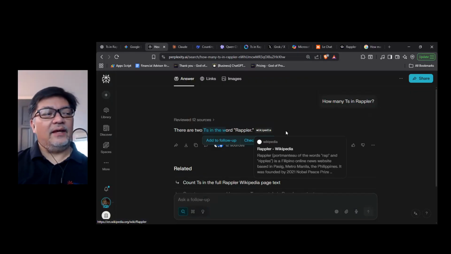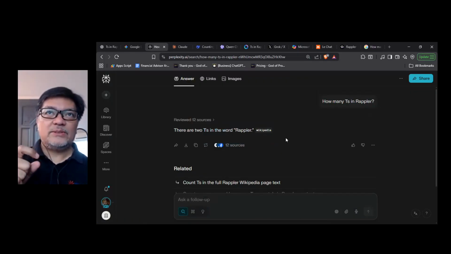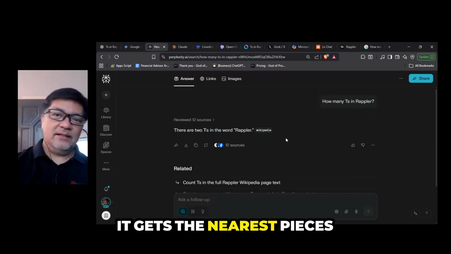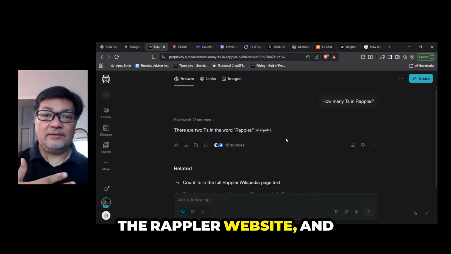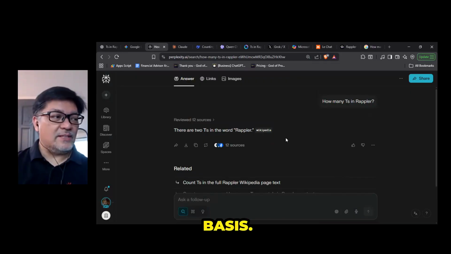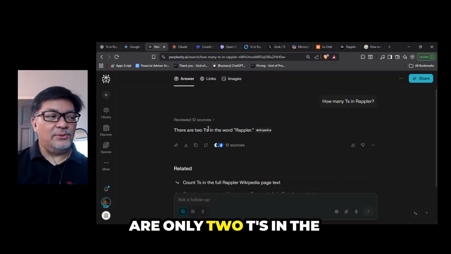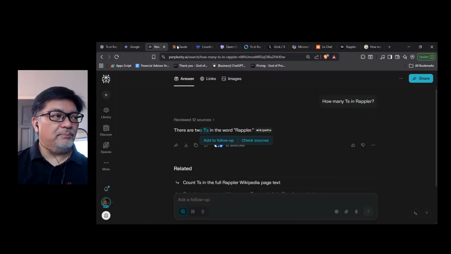I think this is the thing, eh? In terms of embeddings, if it can't find that question, it gets the nearest pieces of information, which are articles posted on the Rappler website, and then uses that as the basis. Although I doubt there are only two T's in the Rappler articles.